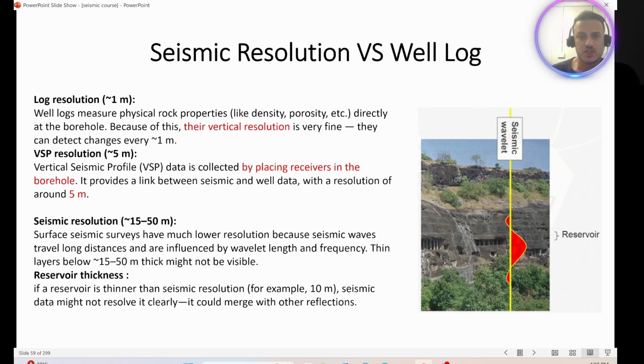In the previous lecture we talked about the vertical and horizontal resolution. So in today's lecture we give more examples so it will be easy for you to understand.